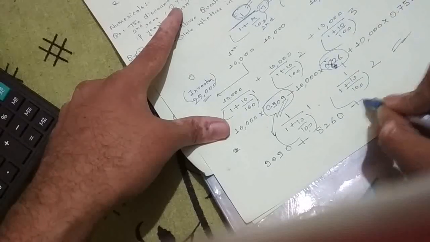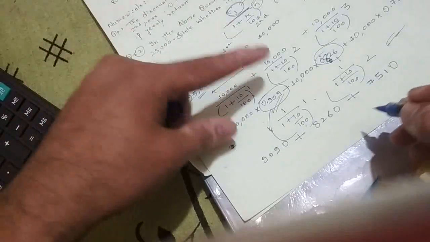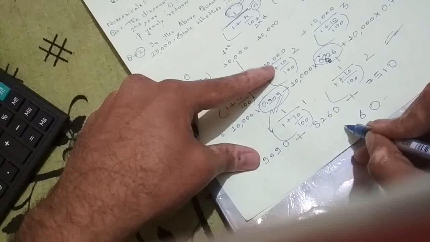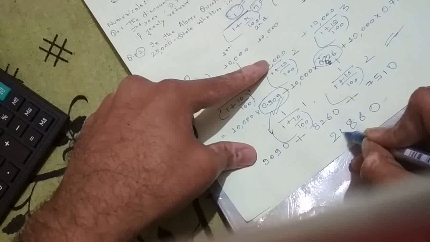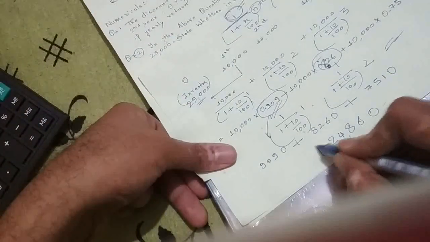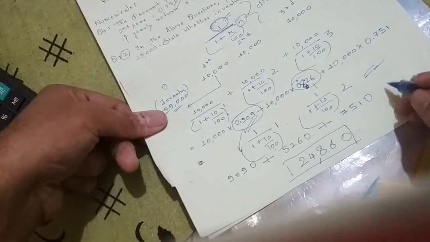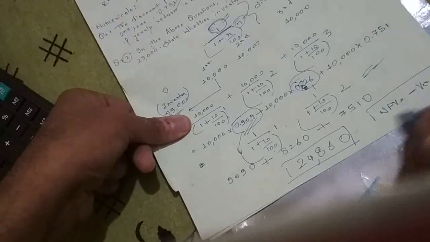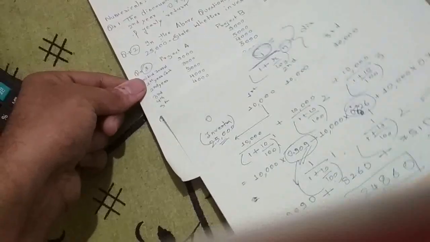8260 plus 7510. So if you calculate this, 0, 7, 16, 1, 6, 8, 7, 15, 24. So here you are getting 24,860, but you have invested 25,000. So the net present value will be negative, so you will reject this project. So this is the crux of this question. Next questions we will discuss.